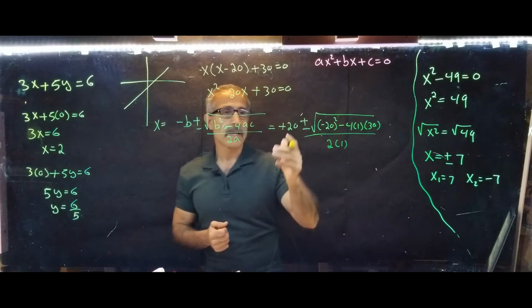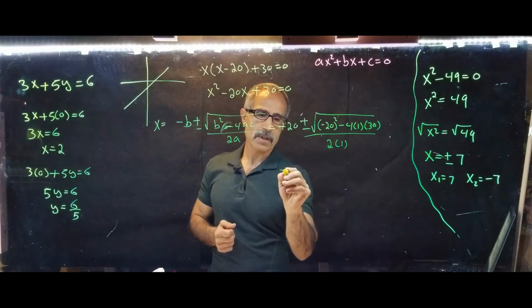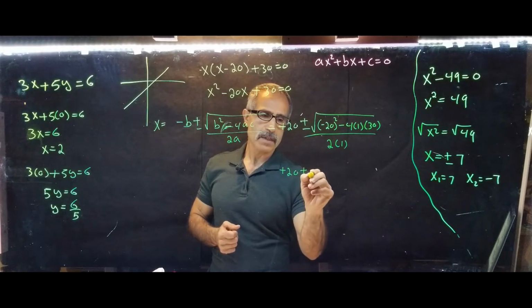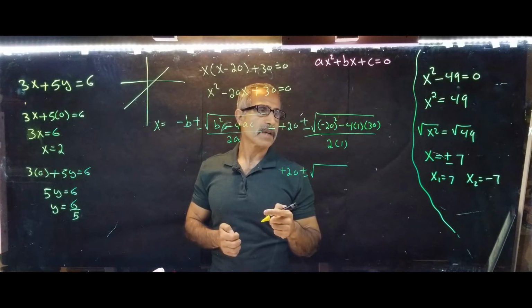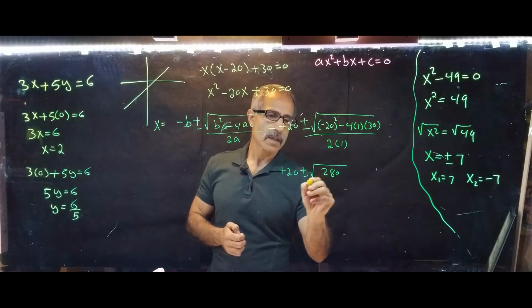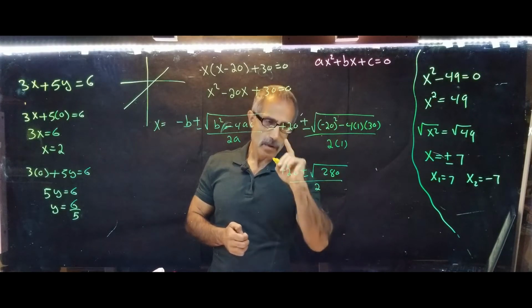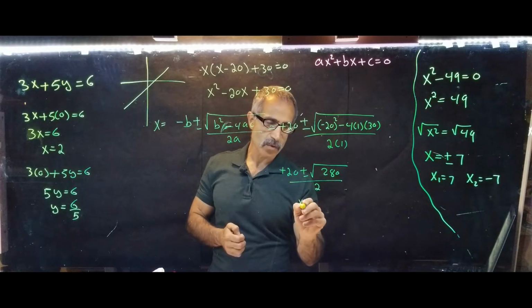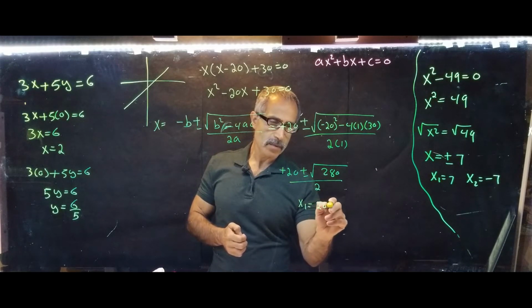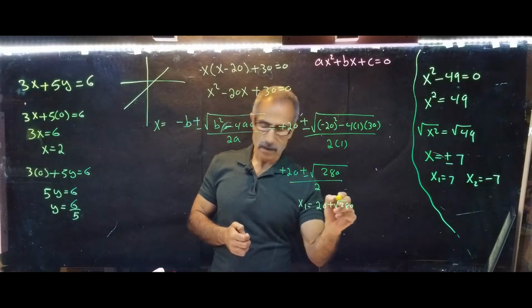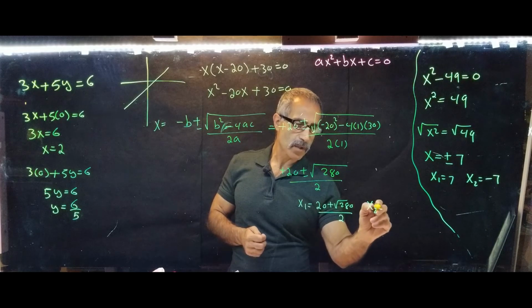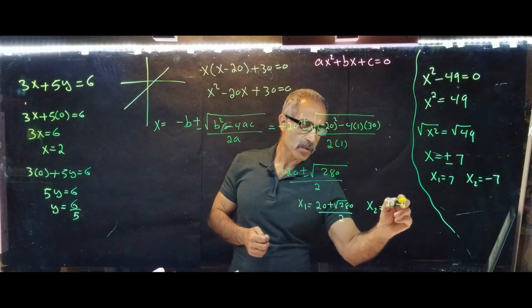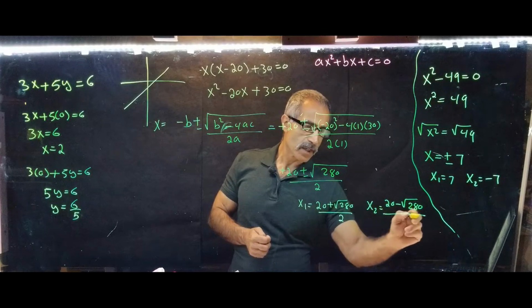All right. If you simplify this, that becomes plus 20 plus or minus, and use your calculator, the square root of 400 minus 120 is 280, right? So 280, divided by 2. So there's your answer. One answer will be x1 is equal to 20 plus the square root of 280 divided by 2a, which is 2. And your x2 comes out to 20 minus the square root of 280 divided by 2.